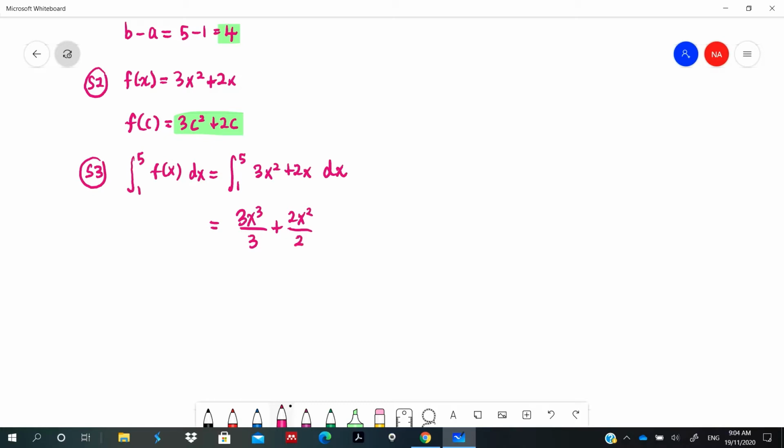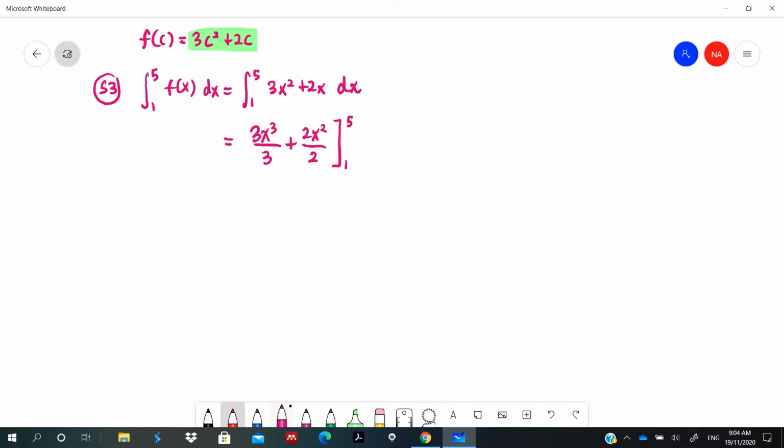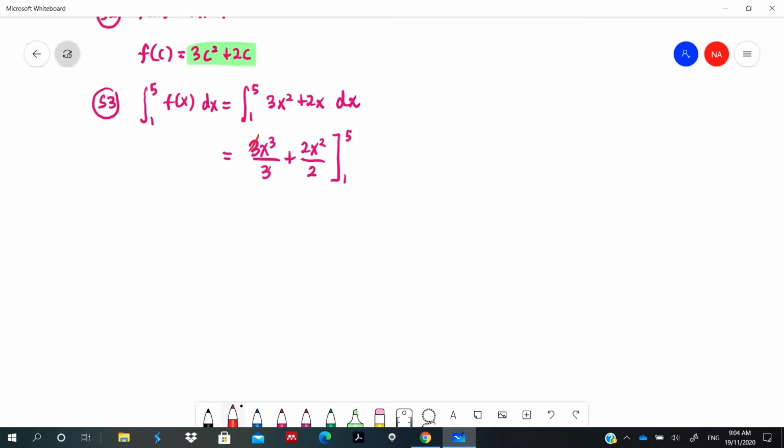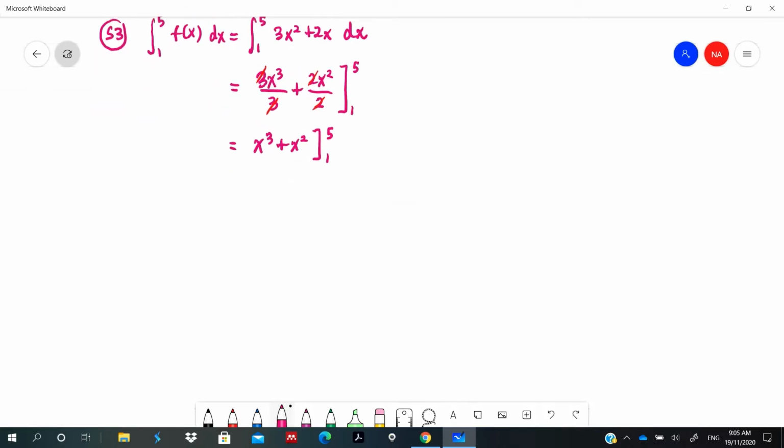We don't have plus C because we have values to substitute into x. We can simplify 3 with 3 and 2 with 2, so we have x to the power of 3 plus x squared over the interval 1 to 5. Firstly, we substitute the value 5, then we subtract the value substituted with 1.